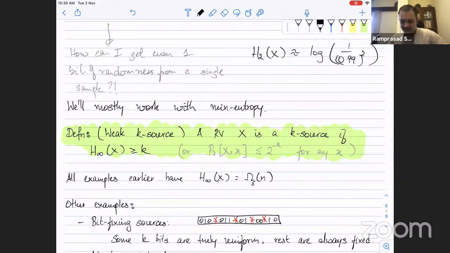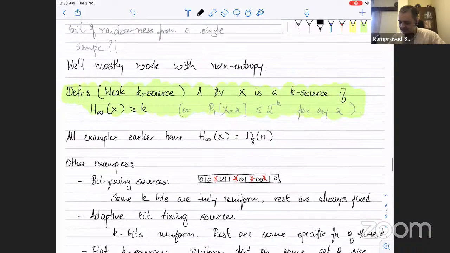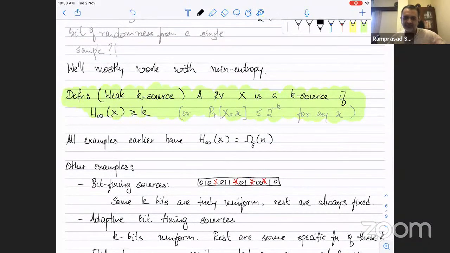Okay, so this is one such example. The other example is a slightly more sinister version of the same thing, which is called an adaptive bit fixing source. You first set the stars and then you set all the other bits as some specific function of these. So it's not even that the other bits stay the same throughout. It's just that the data only contains k bits. The rest of them are some weird functions of these k bits. That's what is called an adaptive bit fixing source. And again, notice that these must be sources with min entropy at least k, as long as I have at least k stars in them.